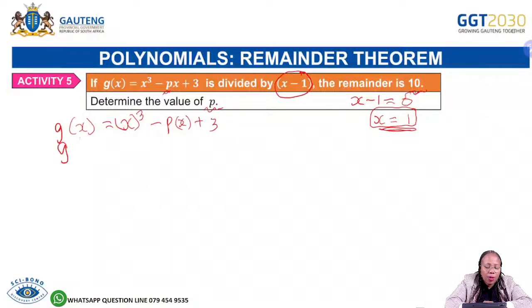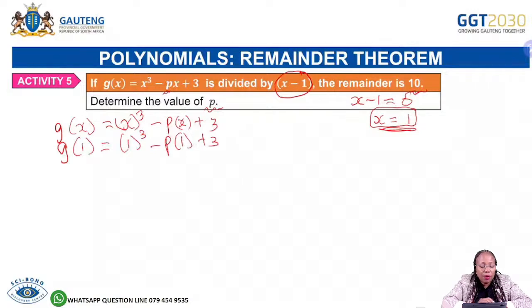So g at 1 is 1 cubed minus p into 1 plus 3. But now remember, this side is indicating, do you still remember that? It's talking to the remainder. So now the minute you have substituted x value into a certain function, it will give us the remainder for that particular function. So this will be 1 cubed, 1 minus p plus 3.